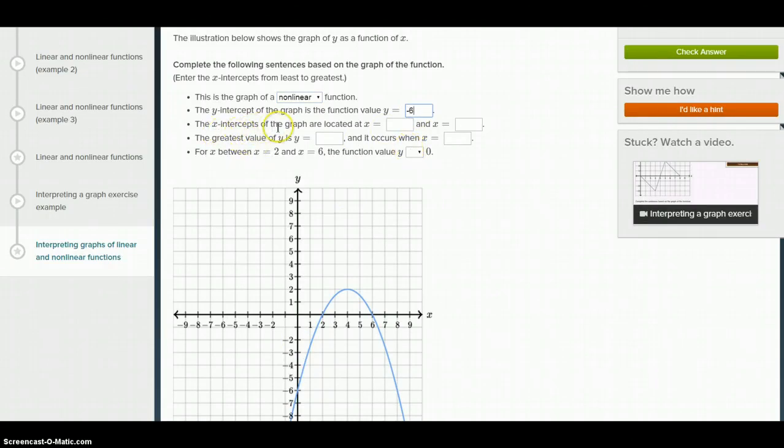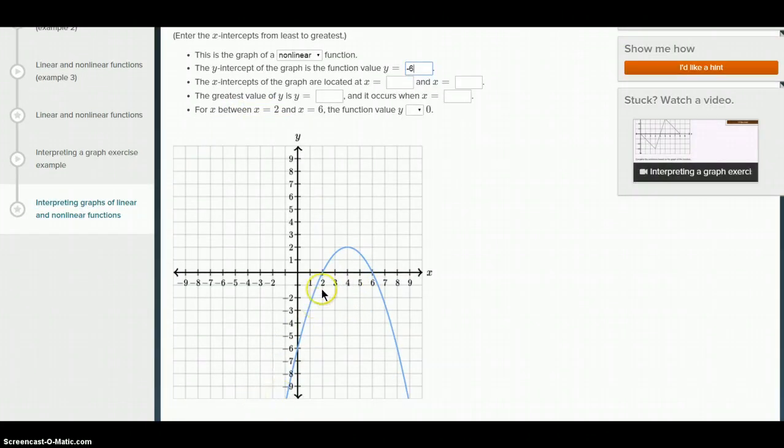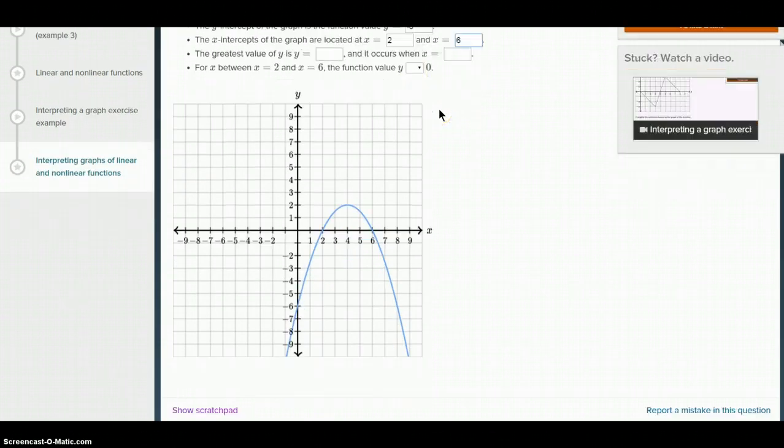Okay, and the x-intercepts of the graph. Now there are two of these because a parabola, well, you can see what a parabola is. It's a squared function. This one is a negative value that's squared. So it has two values. Okay, so the x-intercepts, so when y equals 0, what does x equal? So y equals 0, and x equals 2 and 6. So we have 2 and 6 for the x-intercepts.